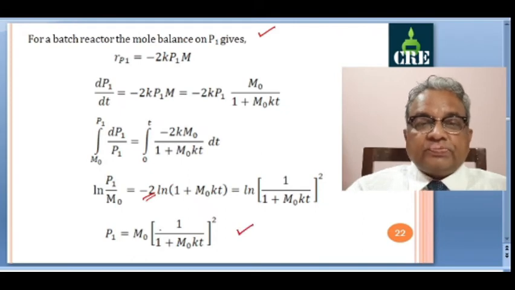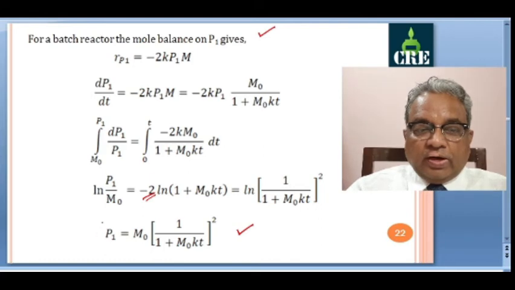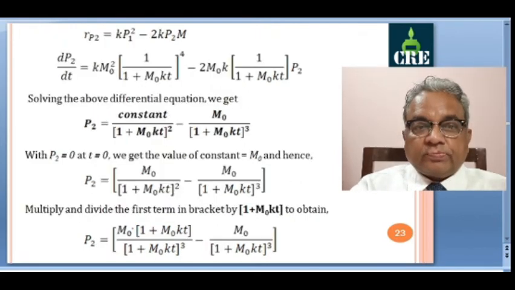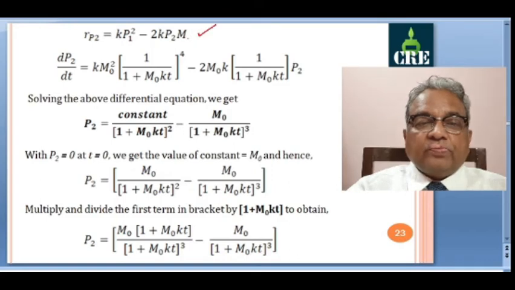So what we have done is, in a batch reactor, we have solved this differential equation, and P1, the concentration, can be calculated at any time t if you know M0, the initial concentration. Next, Rp2, it is Kp1 square minus 2Kp2m. This we have already seen.